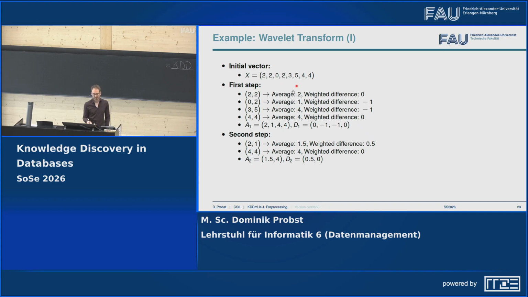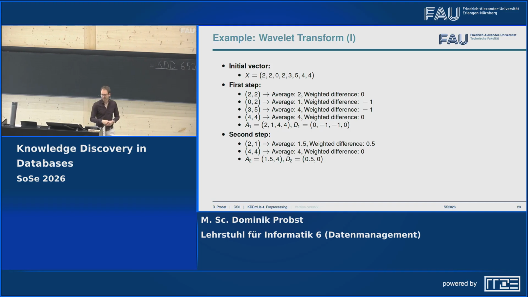3 and 5, that's average 4. Weighted difference is also minus 1 because 3 minus 4 is minus 1. And 4 and 4, 4 and 0. So we end up with an average vector of 2, 1, 4, 4, and a difference vector of 0, minus 1, and 0.